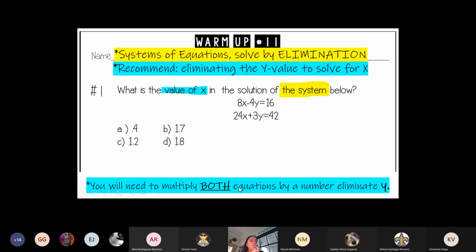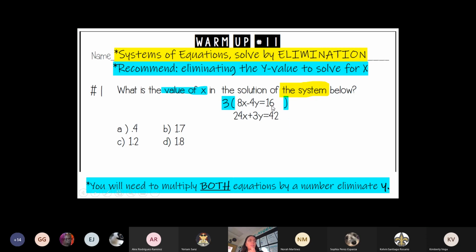So you're going to need to multiply both equations by a number to eliminate the y. You'll notice we have 8x minus 4y and 24x plus 3y. Generally, your automatic reaction would be to multiply this by 3 and then eliminate the x. But if we're trying to solve for x, I recommend eliminating the y. So that's going to look like this.